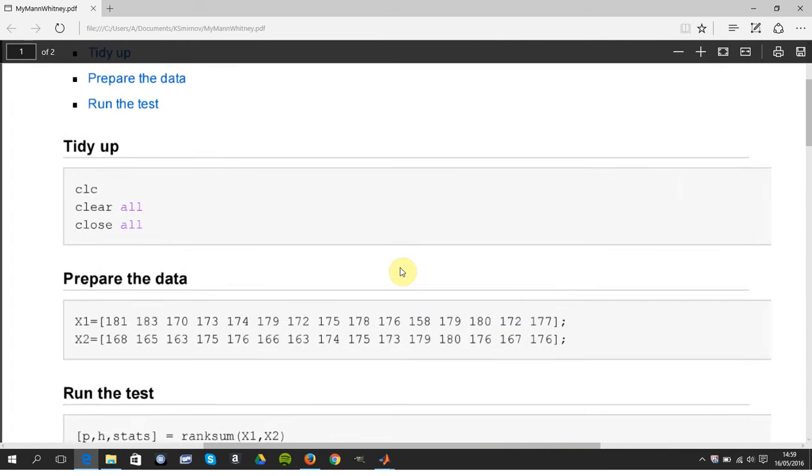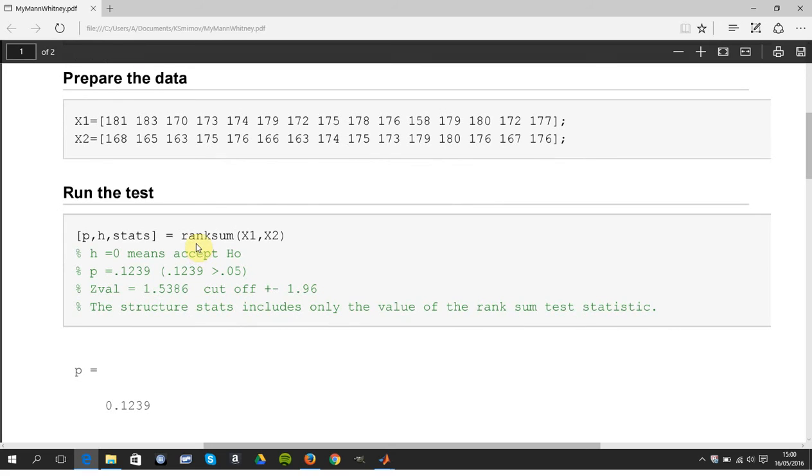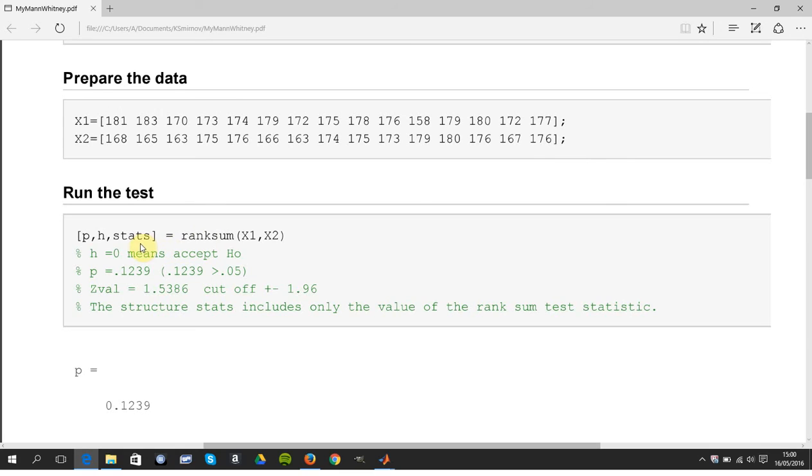Just zoom that a little bit there. We have, they're not necessarily paired here, but we have just two arrays, x1 and x2, and there's 15 in each, so 1 by 15. The command in Matlab is ranksum, and we've got three possible outputs here.